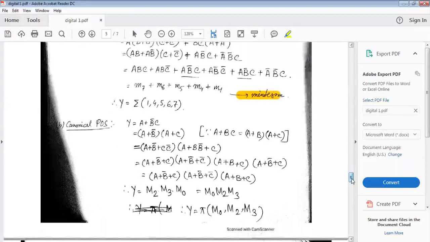Similarly, in POS form, first apply the distributive property. So a plus b bar c becomes (a plus b bar) into (a plus c). This is the distributive property.